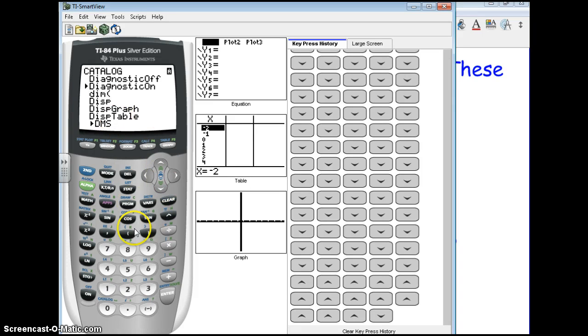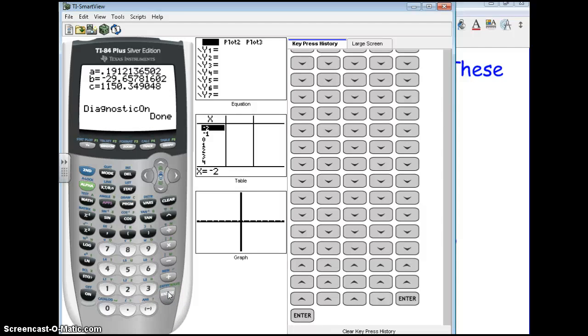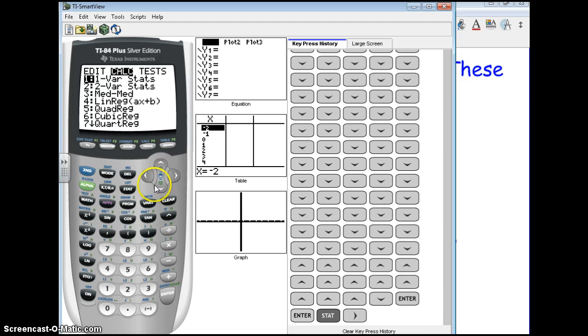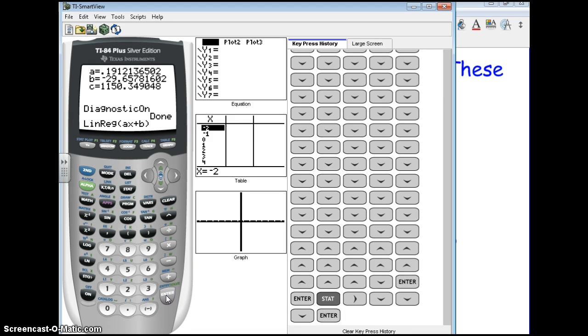There it is. So diagnostic on, enter. And then it'll ask you, do you want me to turn the diagnostic on? Yes. So push enter again. Now it says done, and we know that it did that. So let's go back. We're going to go back to stat, calc, and we are going to run our linear regression. And what you'll notice this time is there's going to be an R squared and an R value. So let's look at our R squared value.